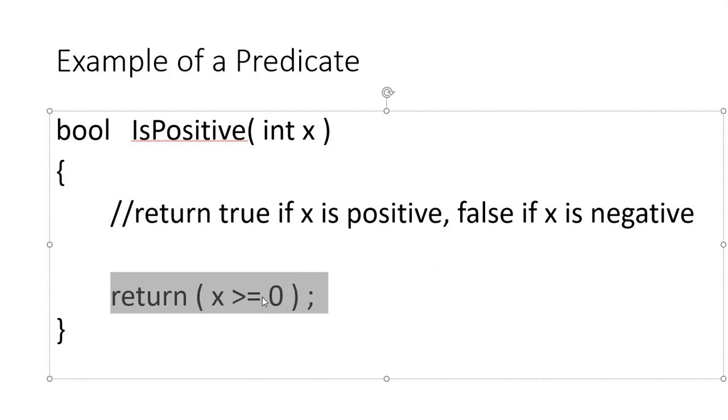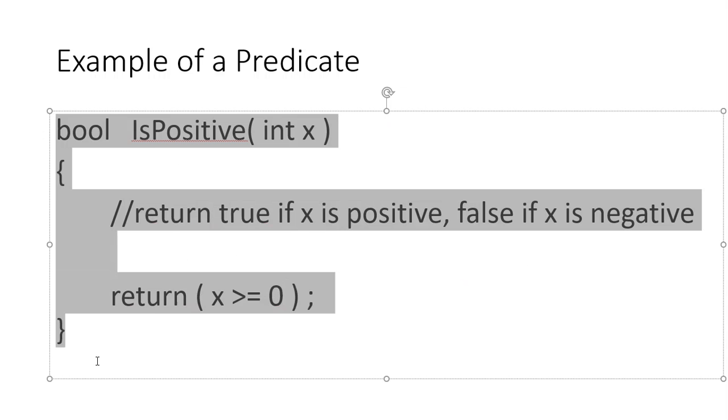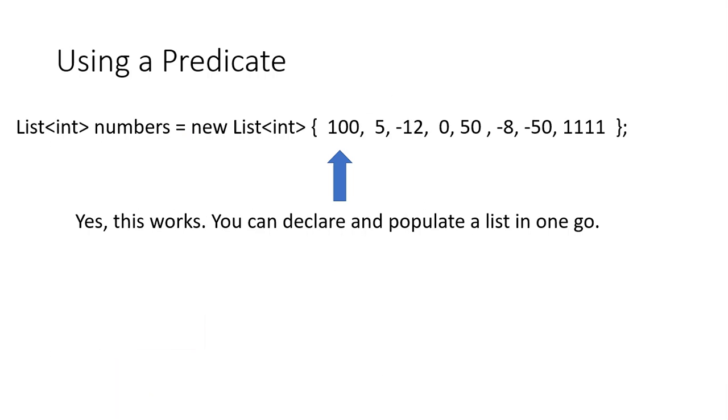So if x is greater than or equal to 0, we'll return true. Otherwise, we'll return false. So this is a function that will take in a particular integer and return true or false based on whether it's positive or negative. This function right here is a predicate. This is our predicate function, and we can pass this function in as a parameter to our find and find all functions. So let's create a list here called numbers, and let's analyze this.